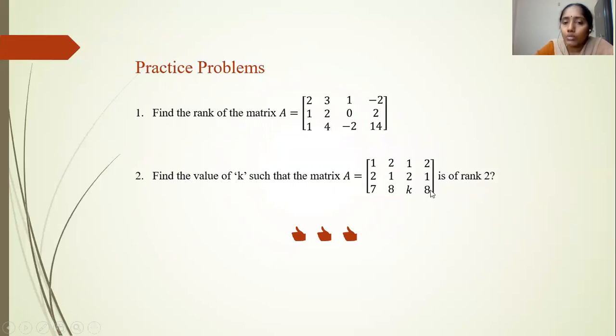For this one, we apply elementary transformations, reducing into echelon form. Rank 2 means the elements in the last row are 0. After reducing into echelon form, check for what value of k the third row becomes 0. In that way, you can find the value of k.